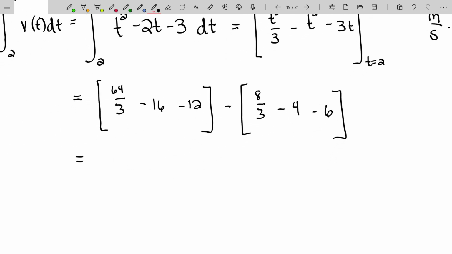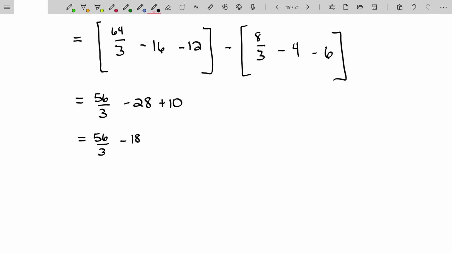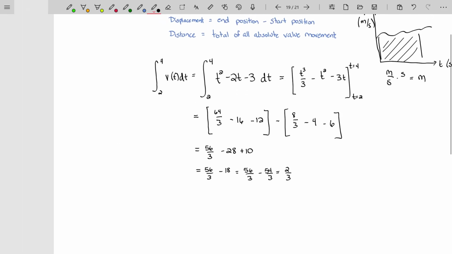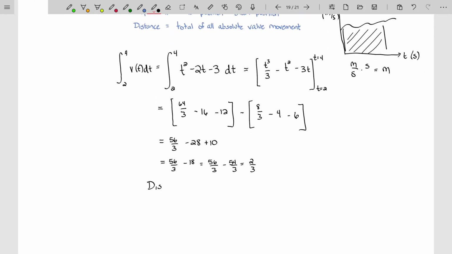64 thirds minus 8 thirds is 56 over 3. Negative 16 minus 12 is a negative 28. Let's see, and this is a negative 10, but you have a minus in front of it, so it's a positive 10. And what do we get? 56 thirds minus 18. And that 18 is the same as 54 thirds. So 2/3. So the net change in distance, the net displacement, is 2/3 of a meter. So displacement for this particle equals 2/3 meters. Not a lot, right?